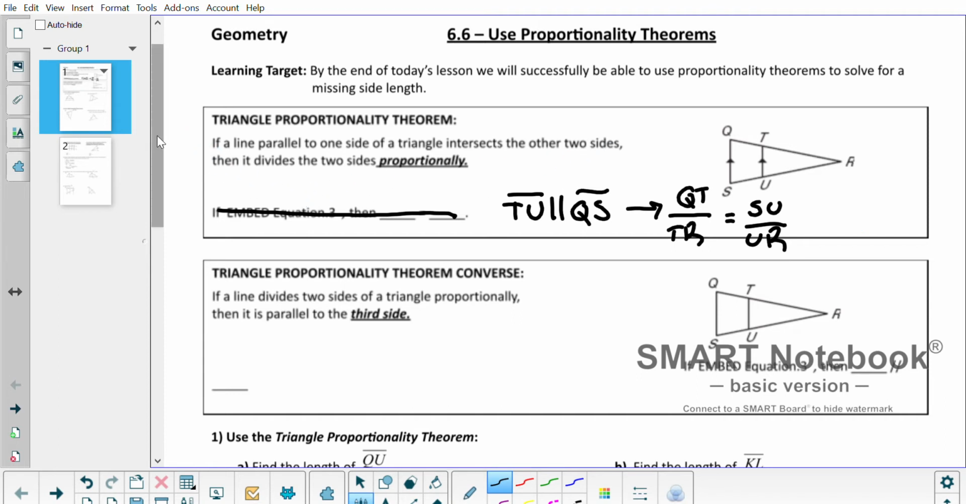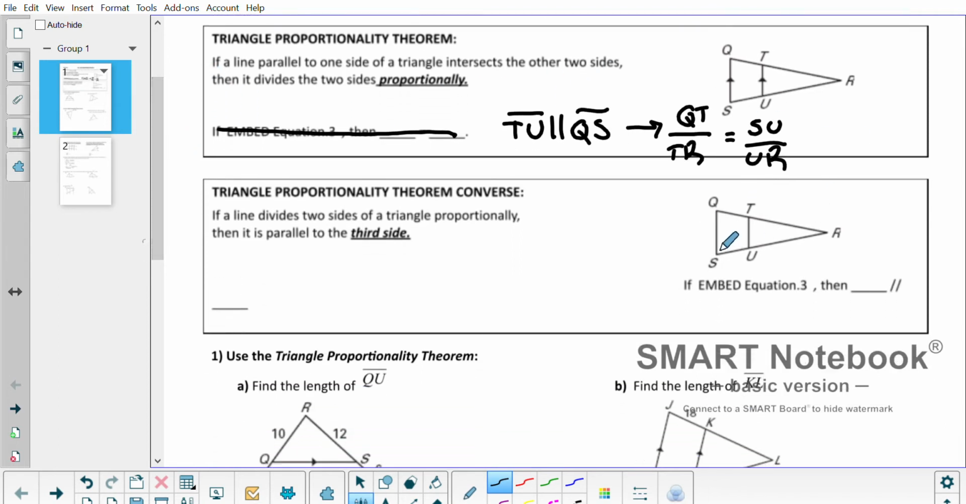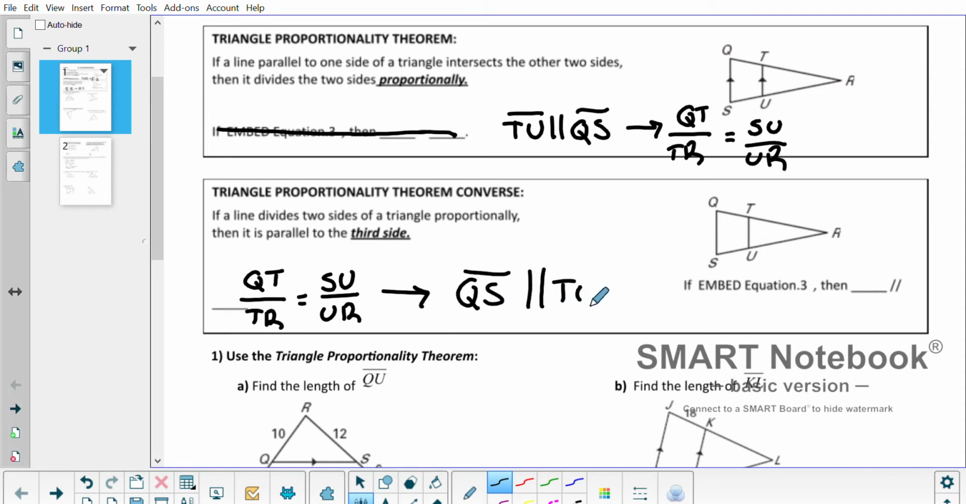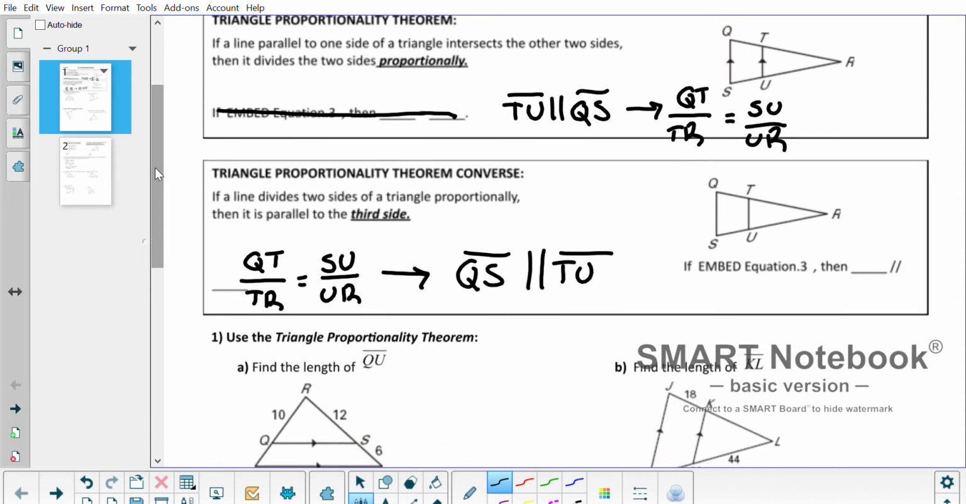Now the converse is also true. So if we take the same triangle, but now instead we are not told that TU and QS are parallel, but instead we are given that QT over TR is equal to SU over UR. If that's our given, then we are able to conclude that QS is parallel to TU. So both ways work. If we're given parallel lines, we can conclude proportional sides. If we are given proportional sides, then we can conclude that the two lines are parallel.